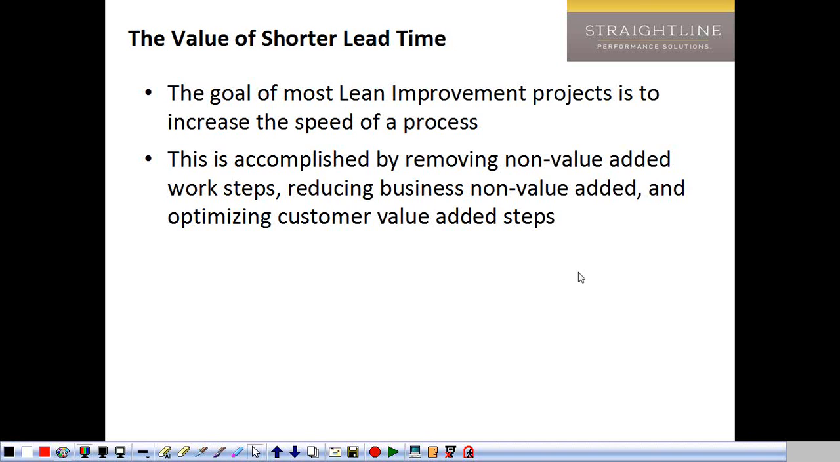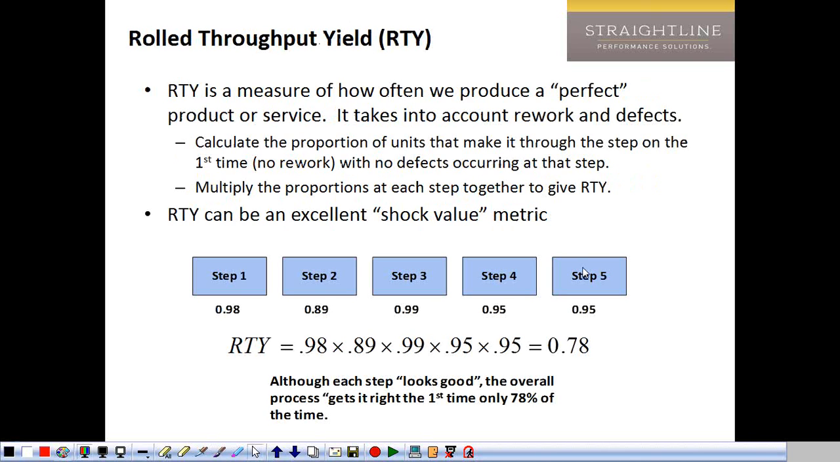All right. So lots of stuff. Let me talk about one more thing I think you'll find is a little bit different, and that's rolled throughput yield. Now, unlike takt time, lead time, and the Little's Law concepts, which are very much lean concepts that belong in lean rather than Six Sigma, rolled throughput yield can be either. It's more of a quality measure, but it's often a shock.